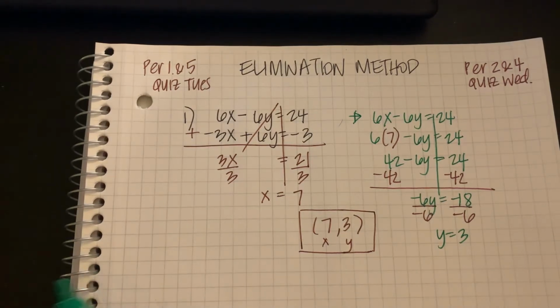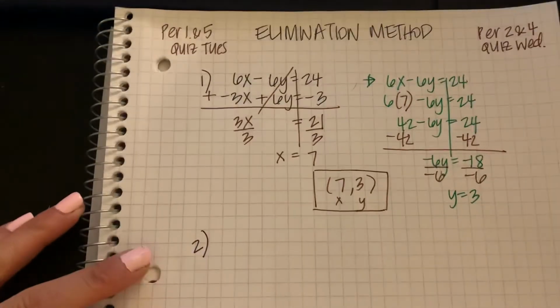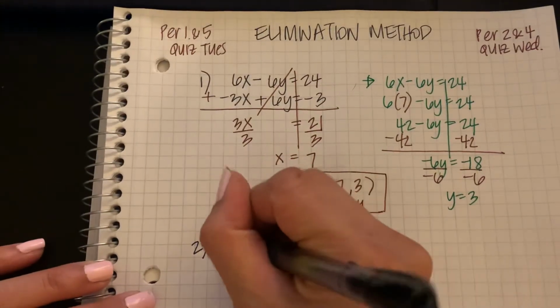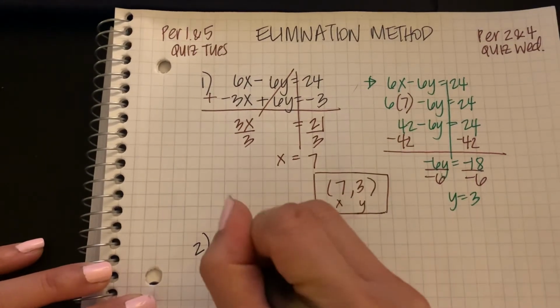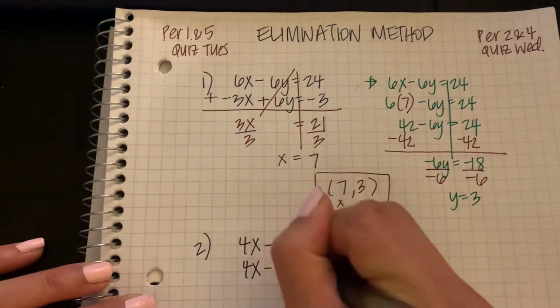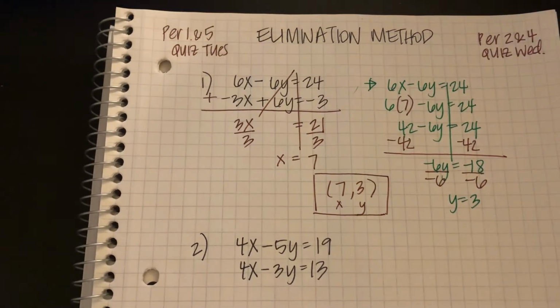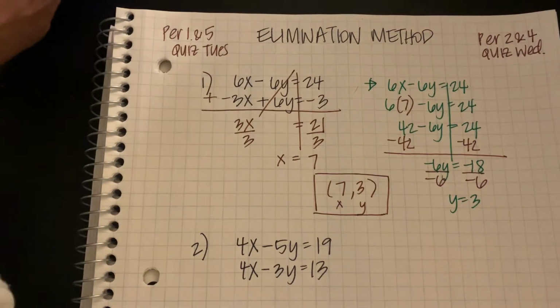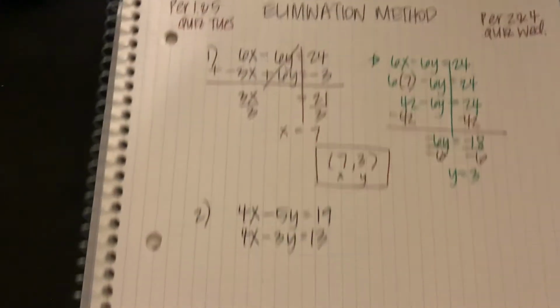All right, example number 2. For example number 2, I have 4x minus 5y equals 19. 4x minus 3y equals 13. So I'm thinking about which variable will eliminate, and I'm seeing here that x would probably be the better option because they both have 4's in front. Now remember, we want them to be inverses of each other. One should be positive and one should be negative.